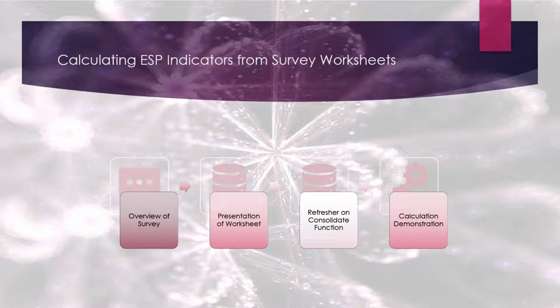The discussion will take place in 4 parts. The first is an overview of the principal survey and a discussion on how each question item of the principal survey corresponds to an ESP indicator as it is described in the M&E framework. The next will present the worksheets that the private school respondents to the survey will have to fill out, which has to do with information on students and teachers.